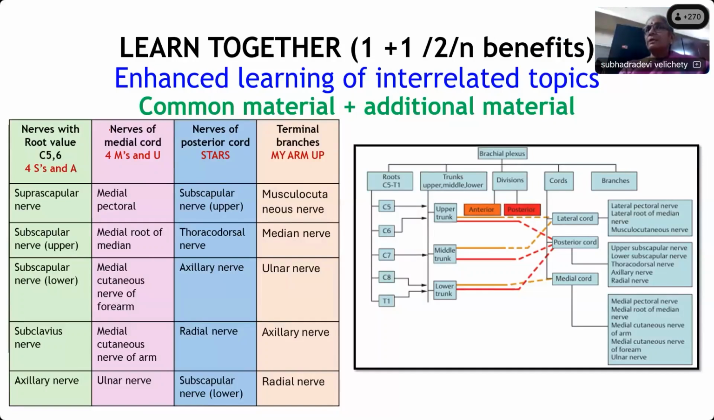Similarly, if you use the word stars for the posterior cord branches, you can write up. And what are the terminal branches that we will be asking you frequently, then you should be able to tell, keeping this mnemonic in mind, my arm up. So that will give you a cue, what are all the branches.